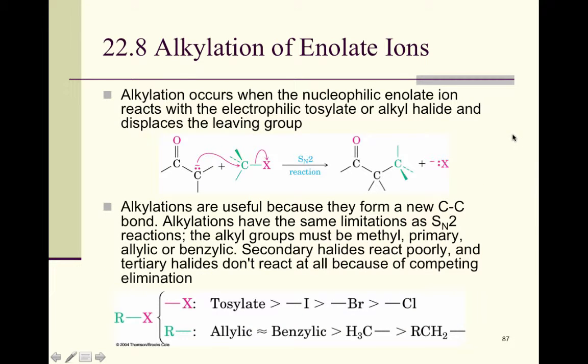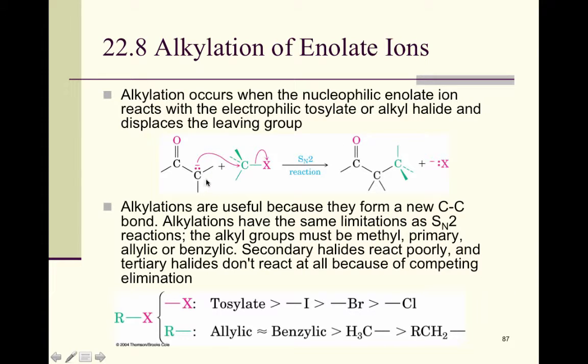Alkylation of enolate ions, putting more carbons on carbon. Alkylation occurs when the nucleophilic enolate ion reacts with the electrophilic tosylate or alkyl halide and displaces the leaving group. This is an SN2 reaction. When we have an SN2 reaction, we have to keep in mind this works best with methyl, primary, allyl, or benzylic. Secondary halides react poorly, and tertiary halides don't react at all because of the competing elimination reaction.